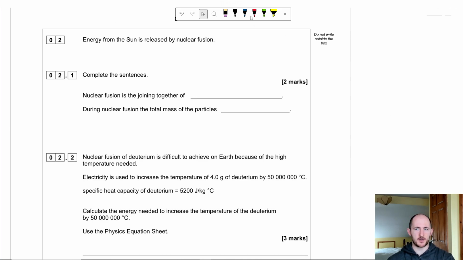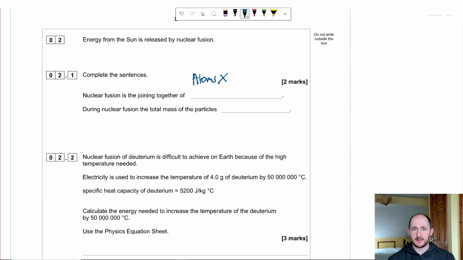Here's one of my favourite topics in physics, because this is what a big part of my degree was on. Energy from the sun is released by nuclear fusion. Complete the sentences. Nuclear fusion is the joining together of blank. Now here's where things get a bit awkward. You cannot say atoms.